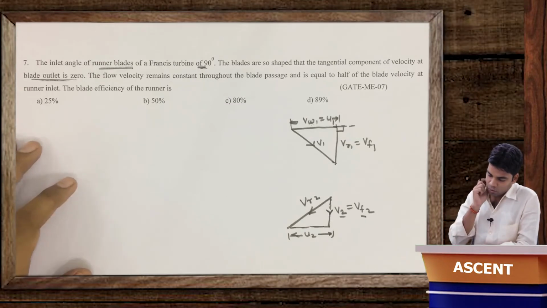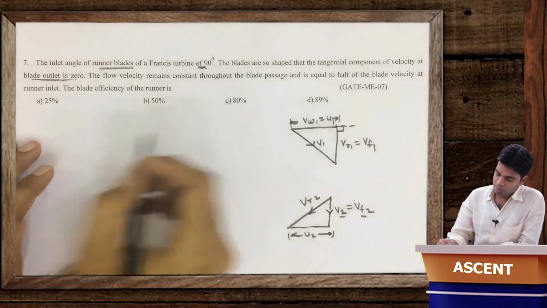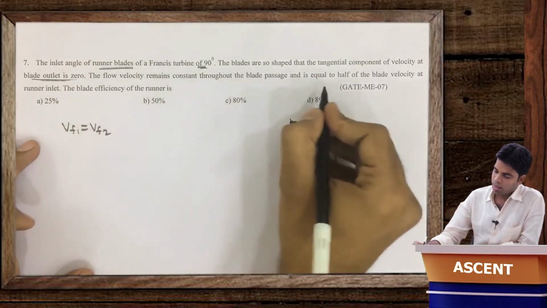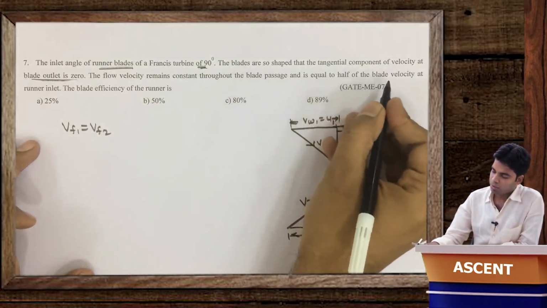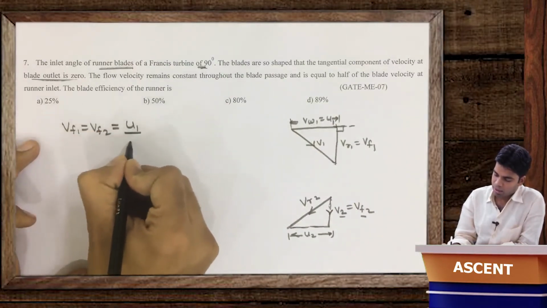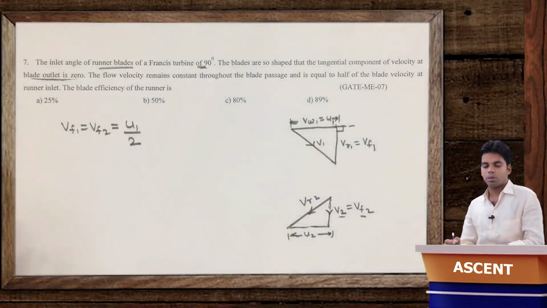Now the flow velocity remains constant throughout the blade. That means Vf1 is equal to Vf2. Flow velocity is constant and is equal to half of the blade velocity at runner inlet. Half of the blade velocity at runner inlet is equal to U1 by 2.